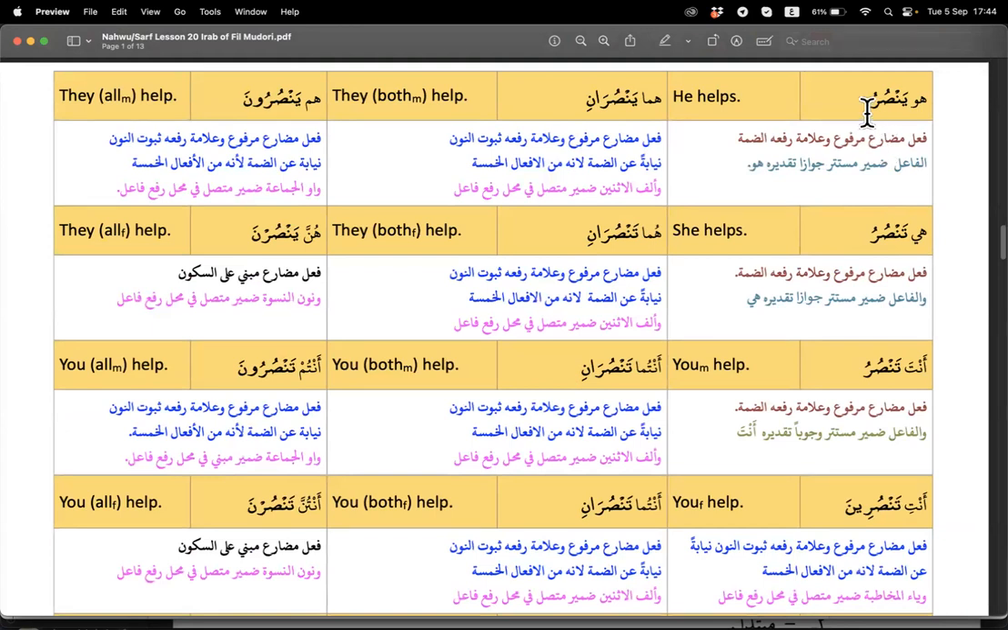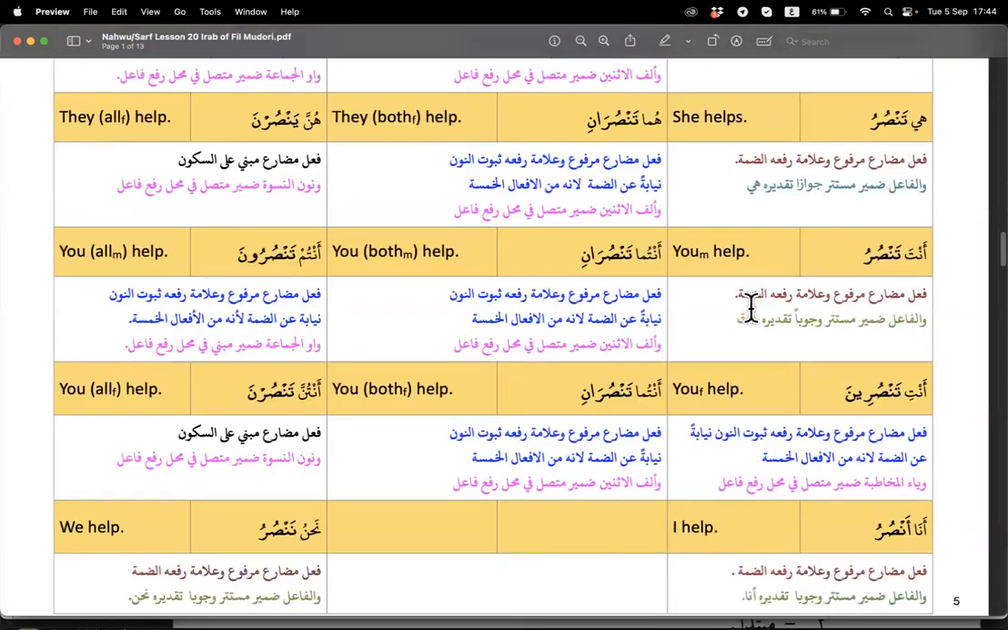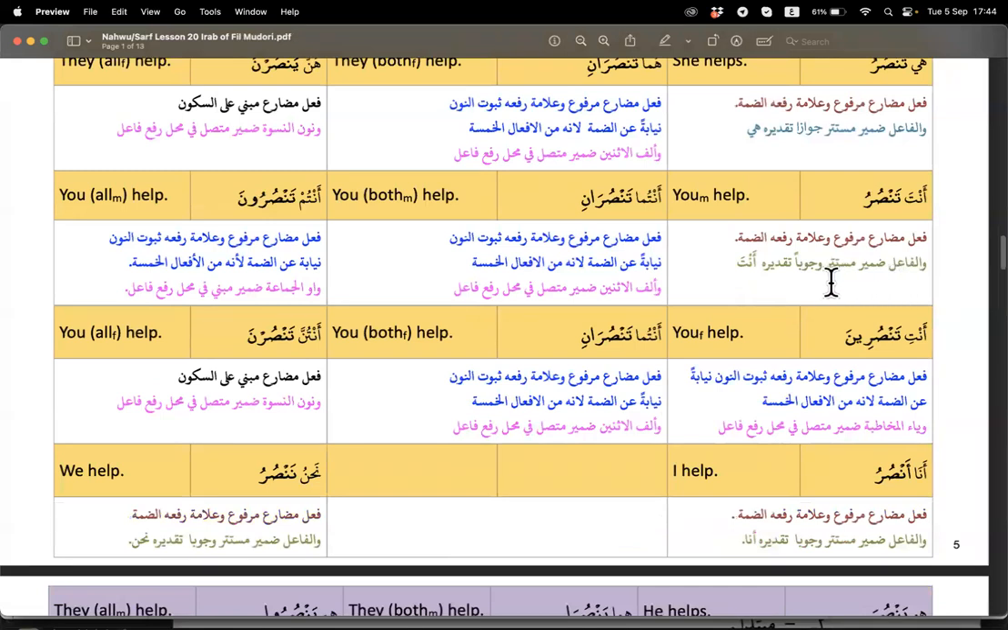So all the dhamma: fi'il mudhari marfu bi dhamma. And then for the fa'il part, dhamir mustatir, jawazan, takdiruhu huwa or takdiruhu hiya. For anta, ana, and nahnu, dhamir mustatir, wujuban, takdiruhu anta, takdiruhu ana, takdiruhu nahnu.